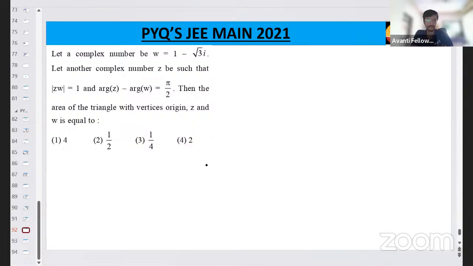Question में करना क्या है? Let a complex number be W. W बोल लो या फिर you can say omega, anything is fine. 1 minus root 3i. Let another complex number be Z such that mod of Z omega is 1. Argument of Z minus argument of omega is pi by 2. Then the area of triangle with vertices origin, Z and omega.